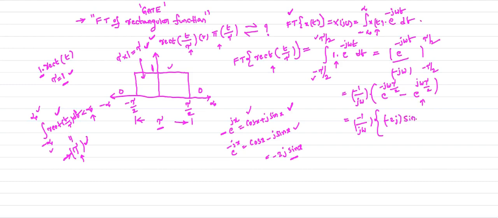Sin x, in terms of x, what is the representation? Omega tau by 2, the remaining part from this expression. So minus 2j into sin omega tau by 2. Here j gets cancelled, and minus minus becomes plus. So the remaining is 2 by omega into sin of omega tau by 2.